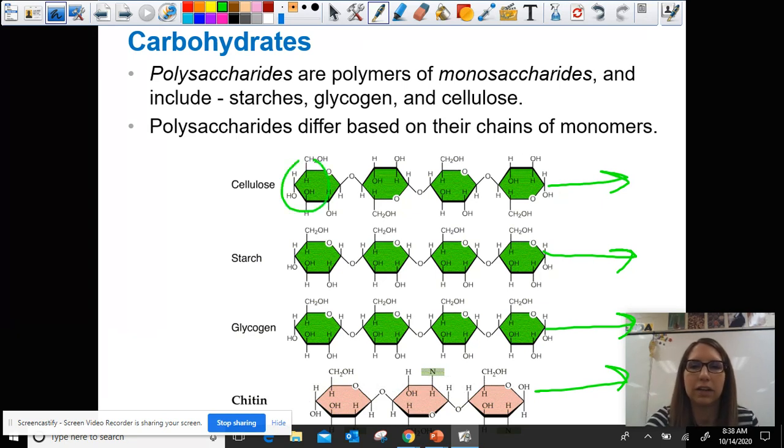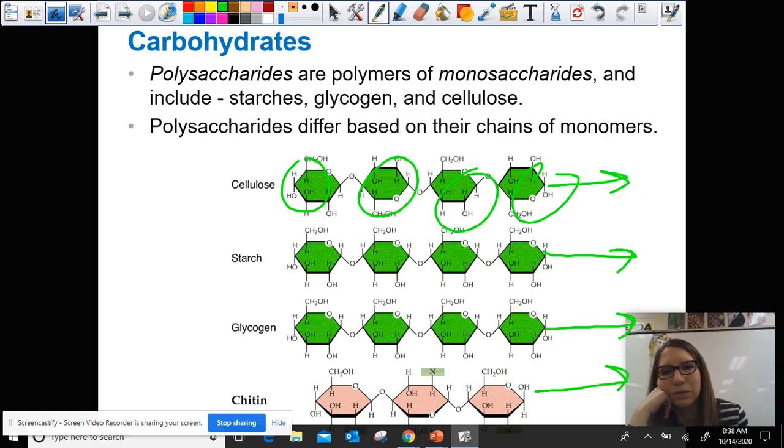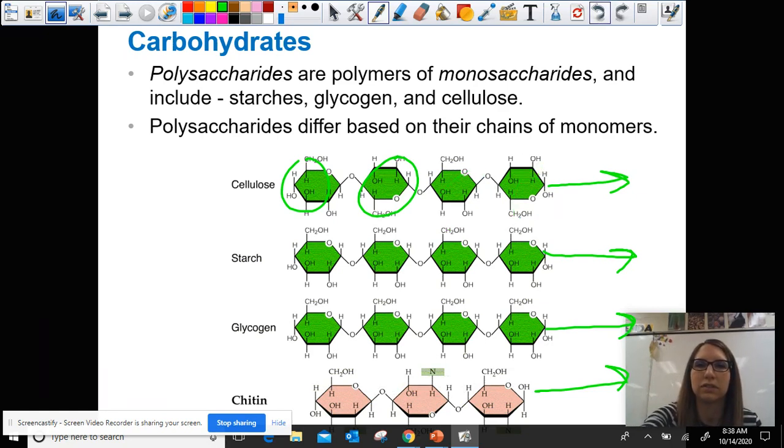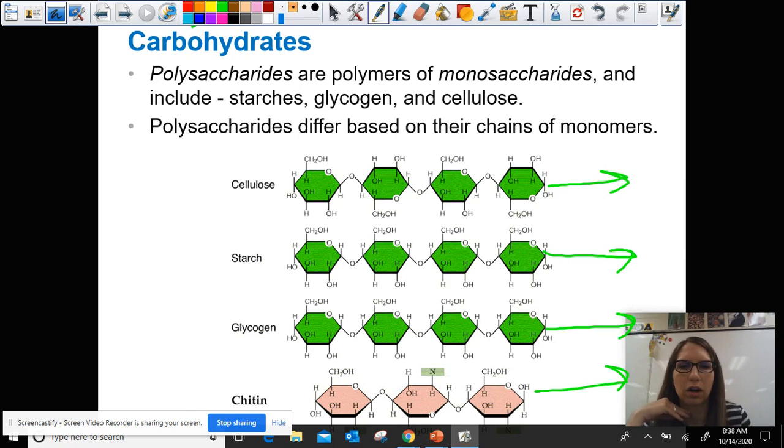We have glucose here and here and here and here. But what's changing in these examples is how they're actually linked together. So let me erase those circles that I just made so that we can see those differences. So the differences I'm referring to are right here.